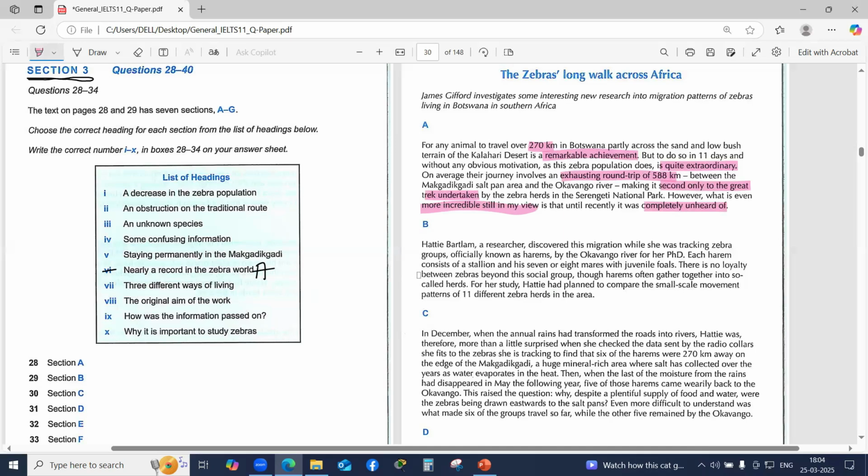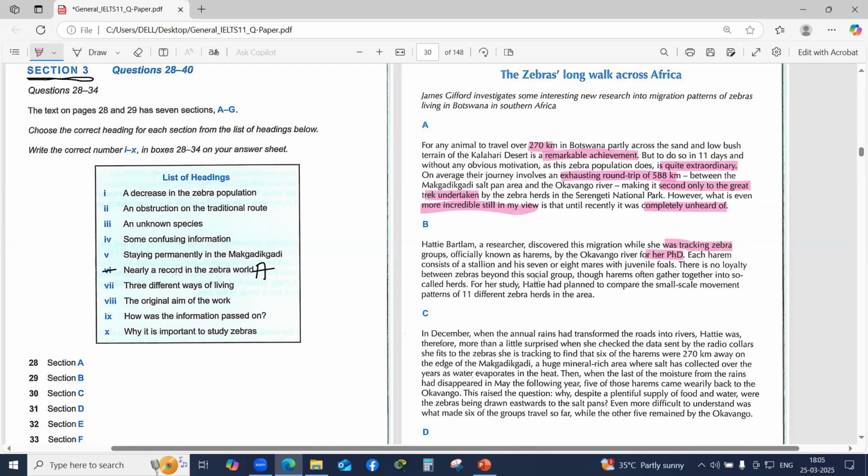Hattie Bertram, a researcher. Now in B paragraph, a new character is getting introduced. Hattie Bertram discovered this migration when she was tracking zebra groups, officially known as harems, and she was doing this for her PhD. She was tracking zebras for her PhD.